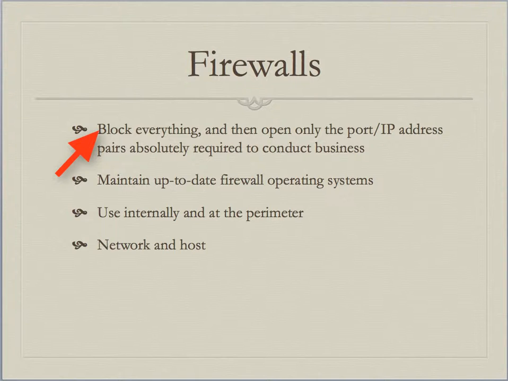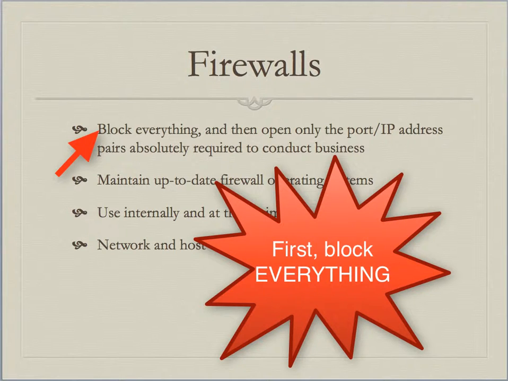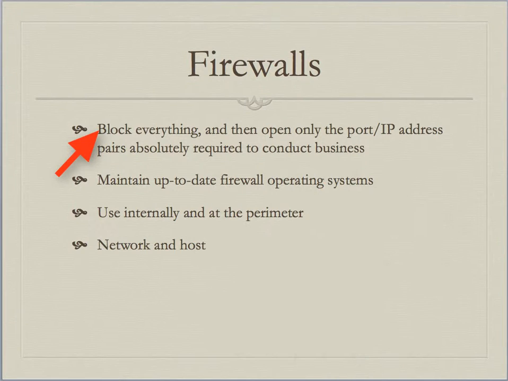The best way to set up a firewall is to block everything and then open only the port and IP address pairs that you need to conduct business. A firewall can sit at the perimeter or it can be set as a gateway to a network segment. So a network segment, for example, might have a firewall that has an integrated intrusion prevention system, and so only the data that is required to go into that network segment will be allowed through, and any anomalous traffic will be blocked.